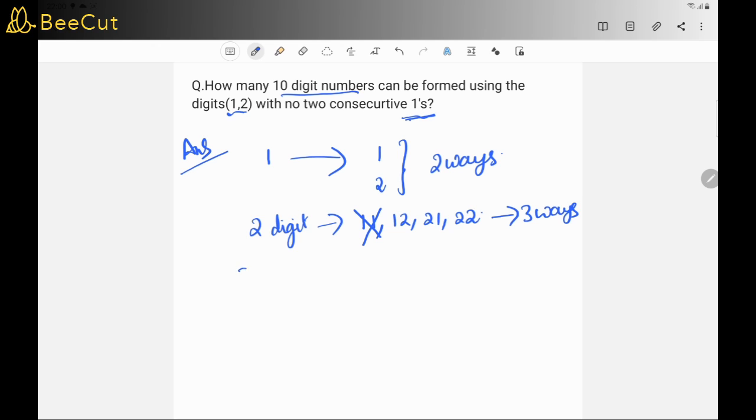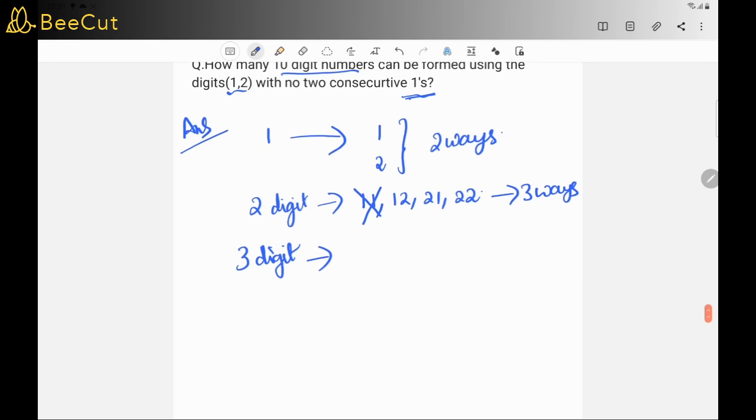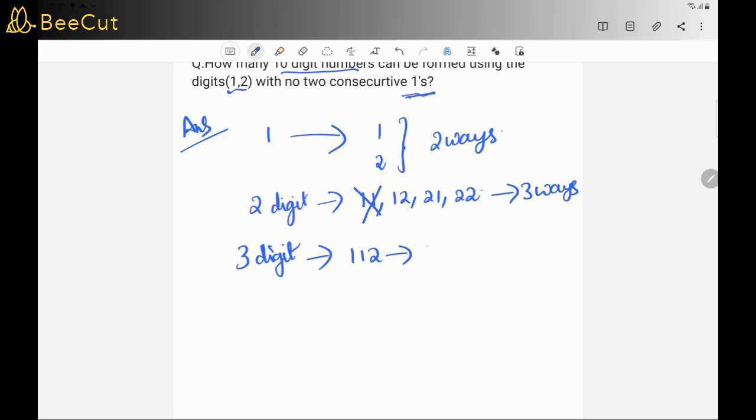Now had there been a 3-digit number, we can form using this 1 1 2. So this is nothing but 3 factorial divided by 2 factorial, out of which this is 3, but we will have two such numbers where ones are consecutive, so I have subtracted.